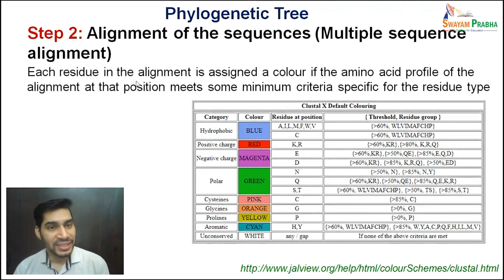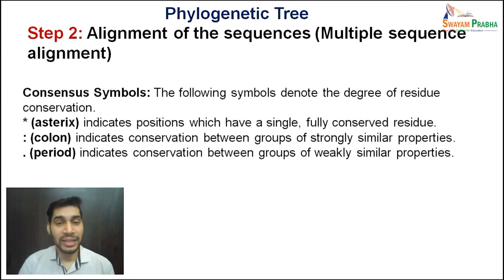Each residue in the alignment is assigned a color if the amino acid profile of the alignment at that position meets some minimal criteria specific for the residue type. So depending on the category of amino acids, what the residue at that position is and so on, there are some default color codings which Clustal uses, and based on the color, you can predict what kind of amino acids are there. Similarly, there are certain symbols which are used, which are called consensus symbols.